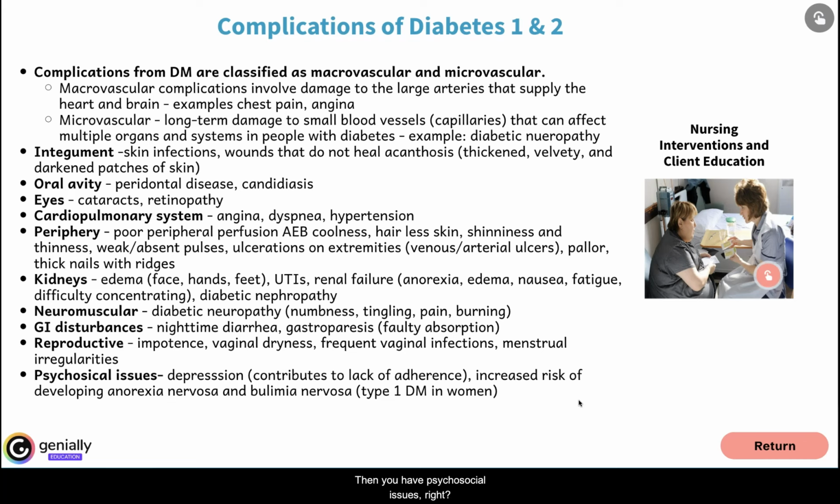Then you have psychosocial issues, right? Depression contributes to the lack of adherence, right? They're depressed. They're like, oh, why should I even do all of this? Kind of feeling, right? Then they have increased risk of developing anorexia nervosa or bulimia nervosa, especially in type 1 diabetic females. Anorexia nervosa and bulimia nervosa are common.